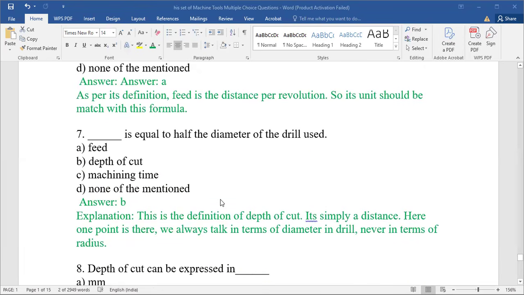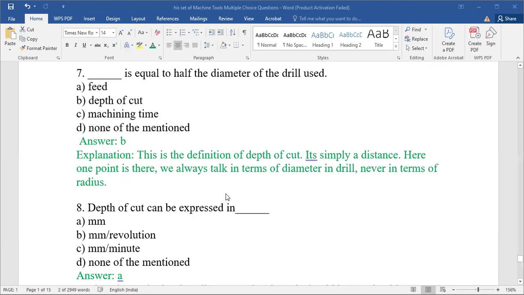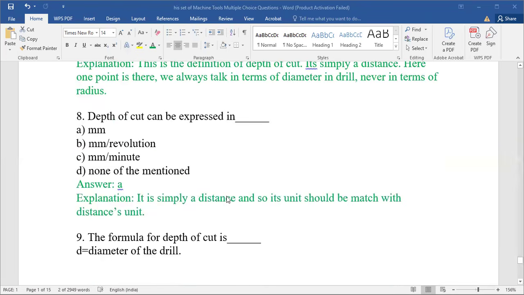Seventh one: the depth of cut is equal to what, where the diameter of the drill is used? Feed, depth of cut, machining time, none of the mentioned. This is the definition of depth of cut. It is simply a distance. In a drill we always talk in terms of diameter, never in terms of radius. Depth of cut can be expressed in mm, per revolution, per minute, none of the mentioned. Answer is A.